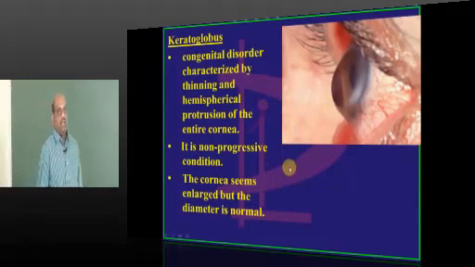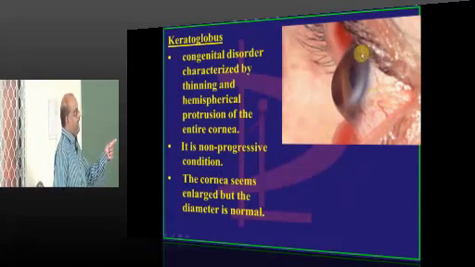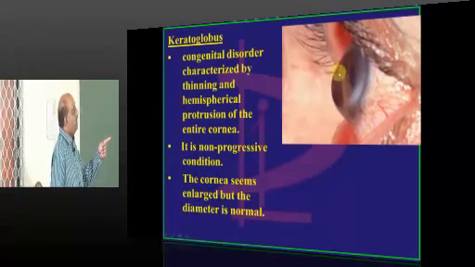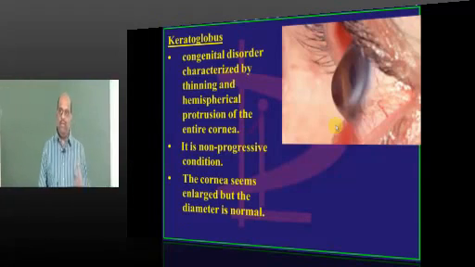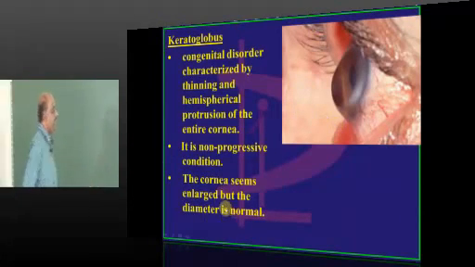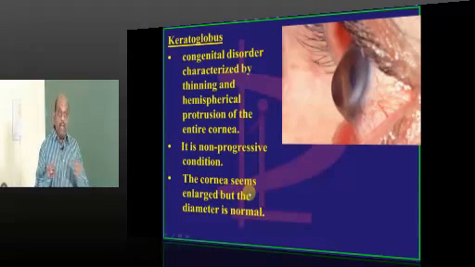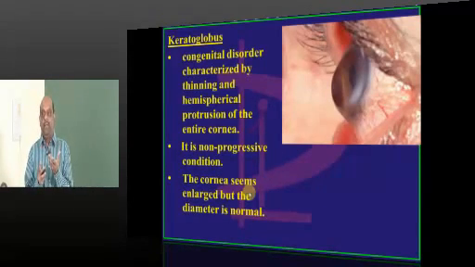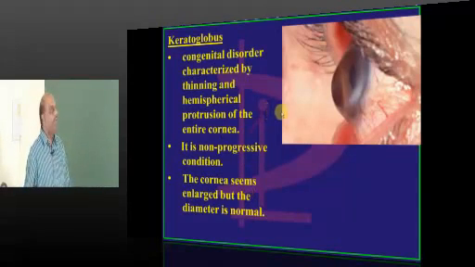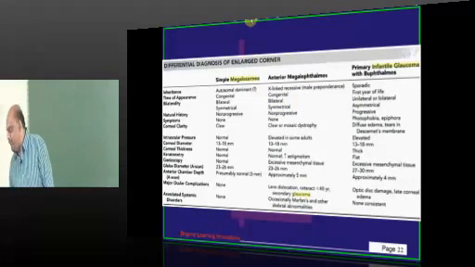The other condition is keratoglobus, not keratoconus. There is a thinning of the cornea in this, along with a hemispherical protrusion of the entire cornea, but it is a non-progressive condition. You have it forever, kind of an entity. And the cornea typically seems enlarged, but the diameter, if you take, it is not increased. So that is another important point. It is a problem with the shape, not with the size, in the case of keratoglobus. So doctor, this is one table you need to fundamentally master.